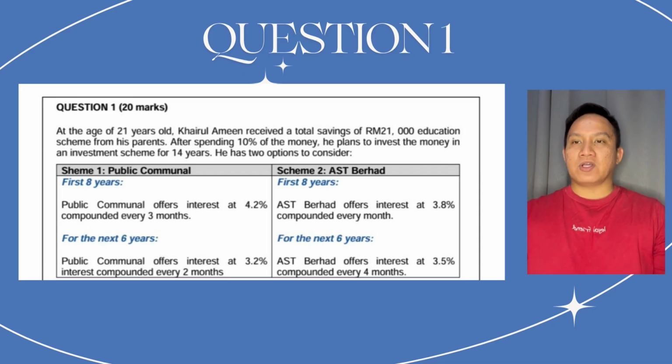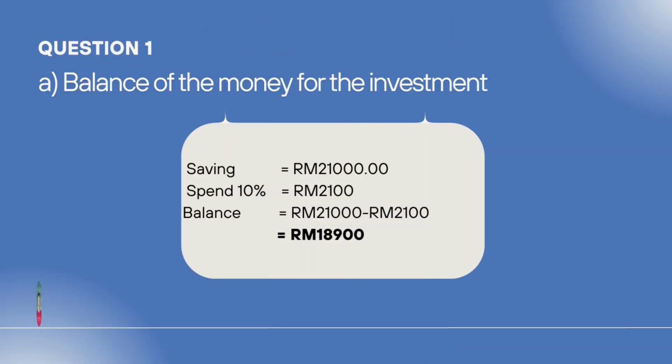For the first 8 years, public communal offer interest at 4.2%, compounded every 3 months. For the next 6 years, public communal offer interest at 3.2%, interest compounded every 2 months. For the second scheme, AST Berhad, first 8 years, AST Berhad offer interest at 3.8% compounded every month. While for the next 6 years, AST Berhad offer interest at 3.5% compounded every 4 months. From the above scheme, determine A. The balance of the money for the investment.